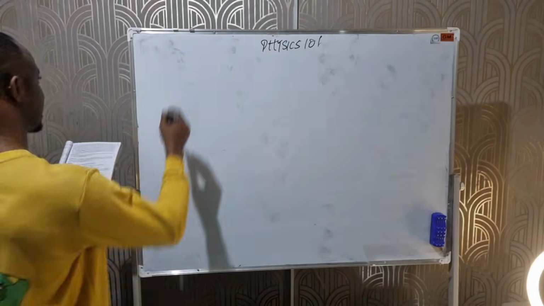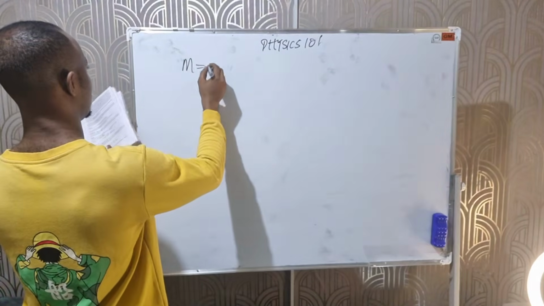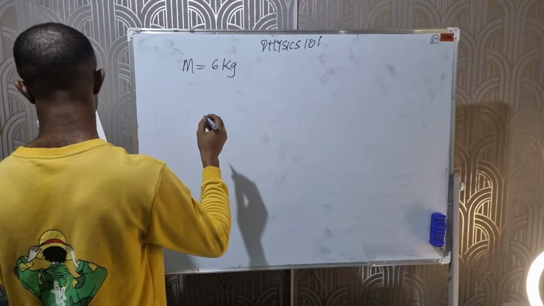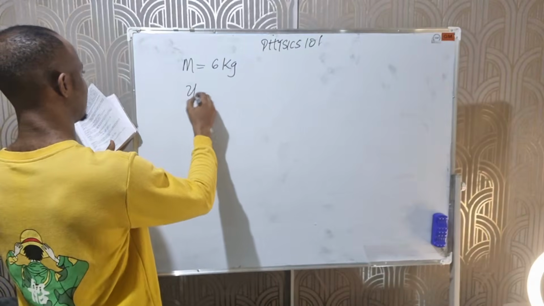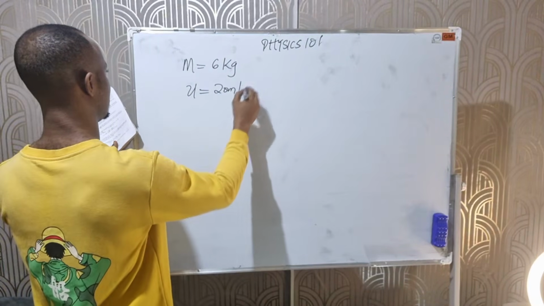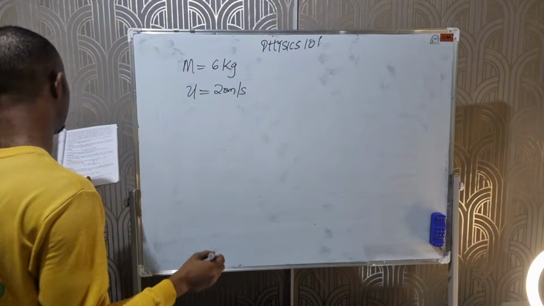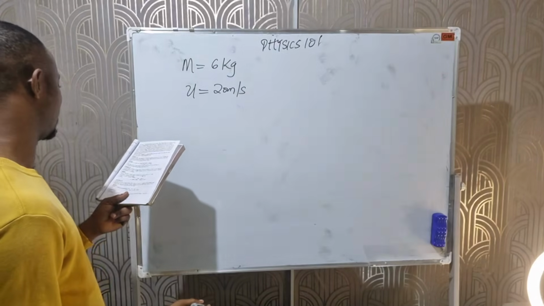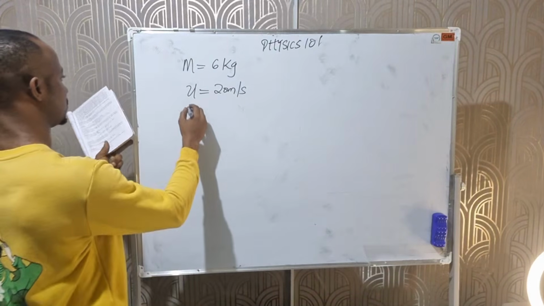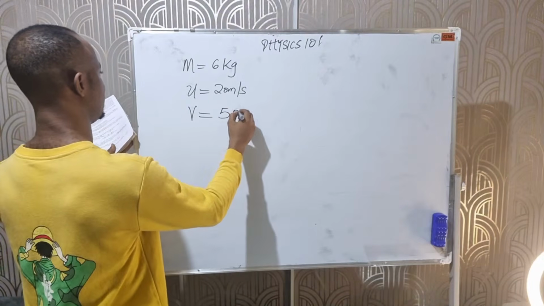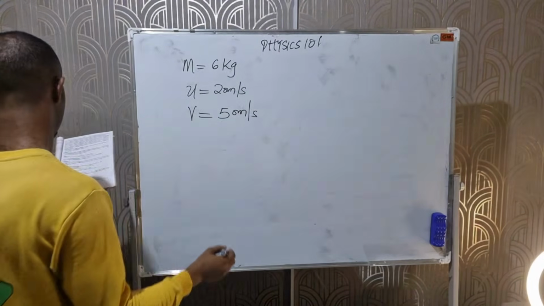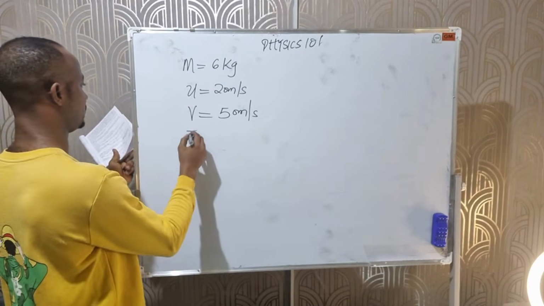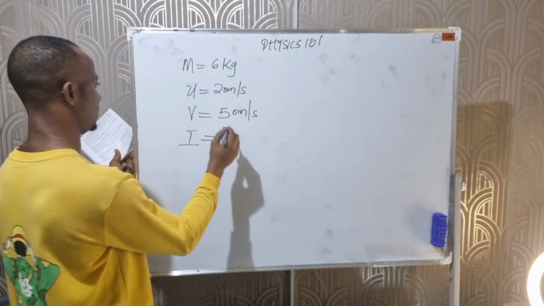A body of mass 6 kilograms. The mass is 6 kilograms, okay? Moving with a speed of 20 meters per second. That is our initial speed, right? It is suddenly hit by another body moving in the same direction, thereby changing the speed to 50. So the final speed becomes 50 meters per second, right? What is the impulse received by the first body? We are looking for the impulse received by the first body.